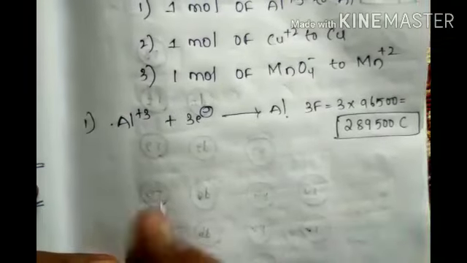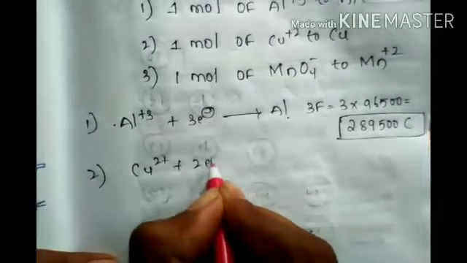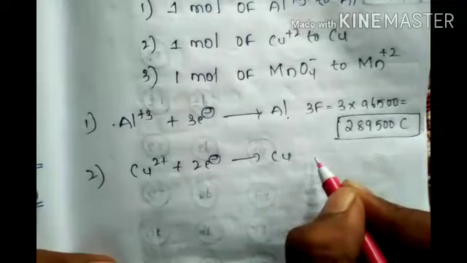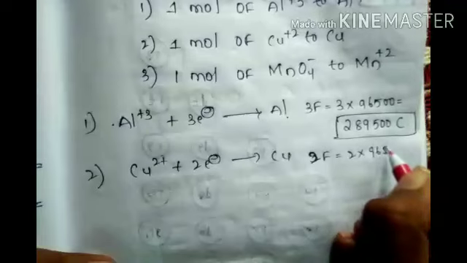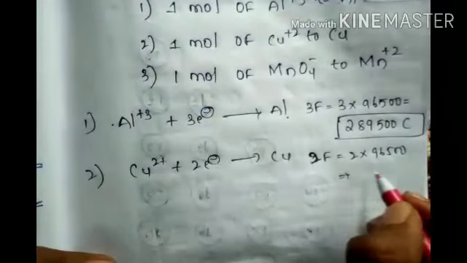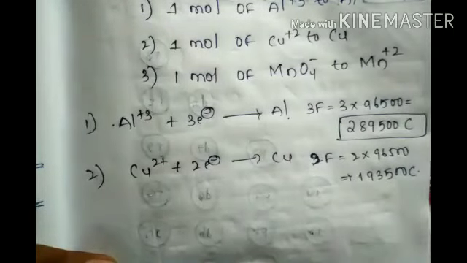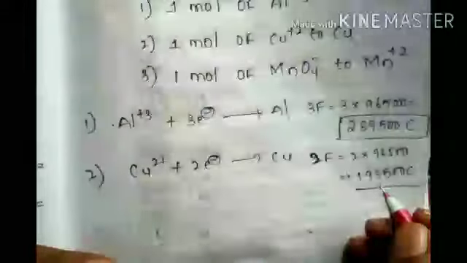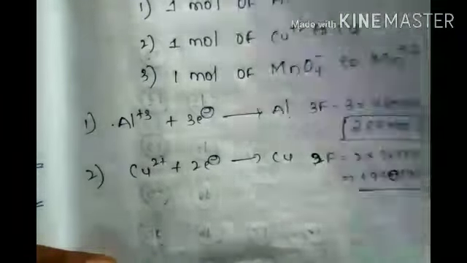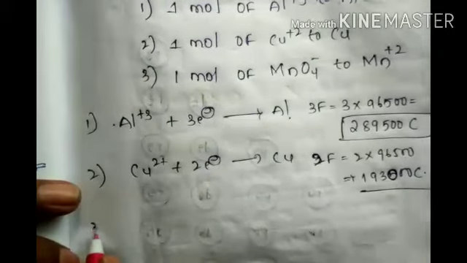For the second problem, Cu2 plus takes 2 electrons to become Cu. Now 2F equals 2 into 96500. What is the answer? 1,93,000 coulombs.